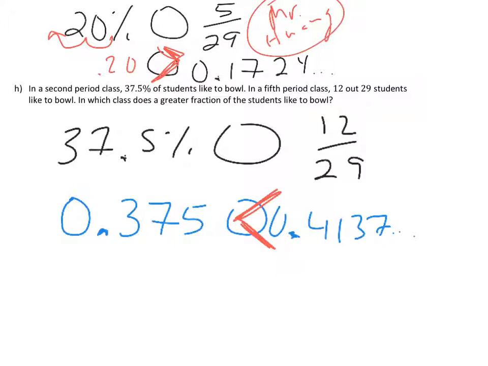For letter H, you should get 0.375 is less than 0.4137. When you're finished, please flip this over, and we'll start the back.